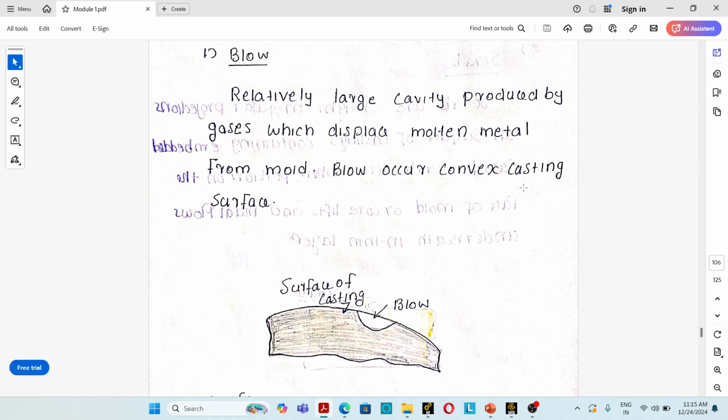The first one is blow. Blow is basically a large cavity produced by gases which displace molten metal from the mold. A blow occurs on a convex casting surface. Large cavities are formed on the convex-shaped casting surface due to gases which displace the material. So this is known as blow. The reason for blow is the gases which displace the molten material.